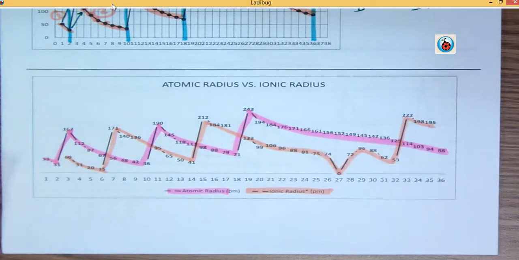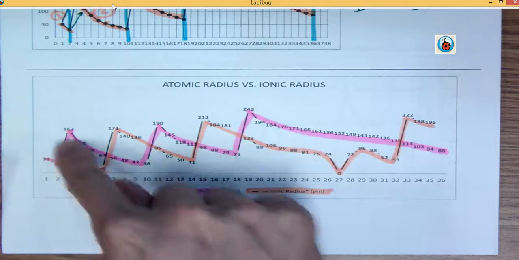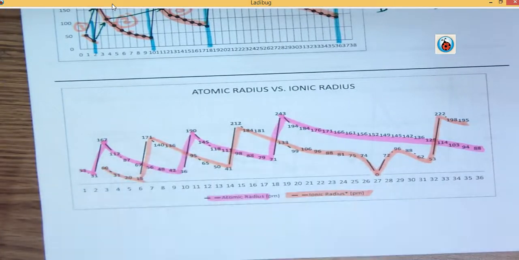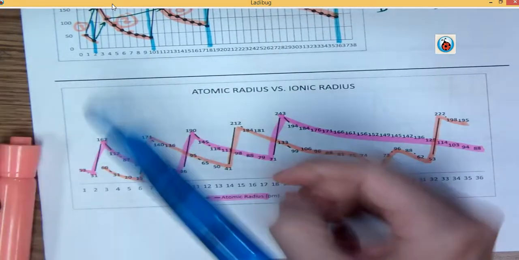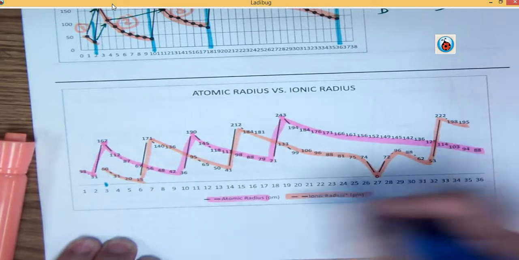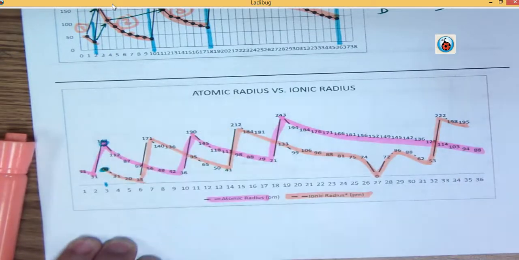So what do you notice? Is there a general pattern? Okay, the radius is going to decrease across each row. As we go across, it's going to increase as we jump from one row to another. But notice there's no pattern. Right here, for example, element number 3, the ionic is less than atomic. And then at element number 9, ionic is greater than atomic. So there's no general pattern.